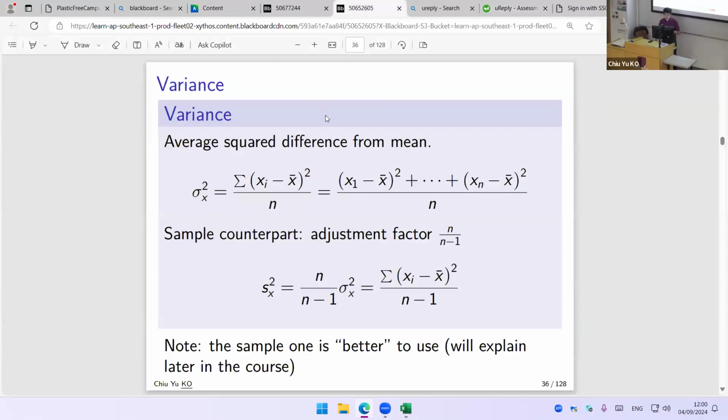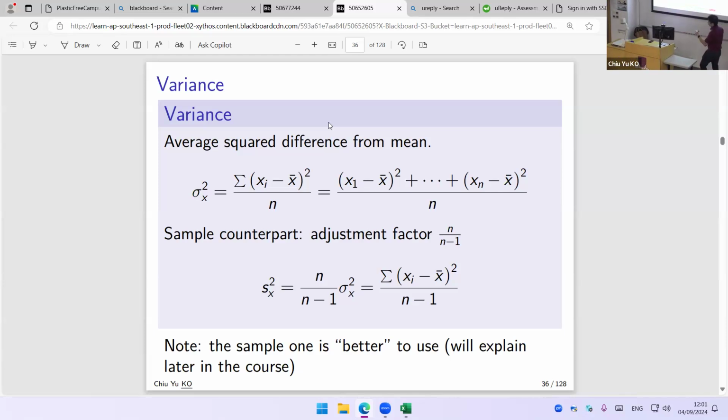Let's go back. So this variance is the most commonly used measure because IQR and the range don't use up all the data points. Variance tries to use every single data point to calculate the dispersion, and we focus on the dispersion around the mean. Why? Because we use the mean most often. Of course you can replace this by median, also fine, but this is something we care about the most. So the definition of variance is very simple.